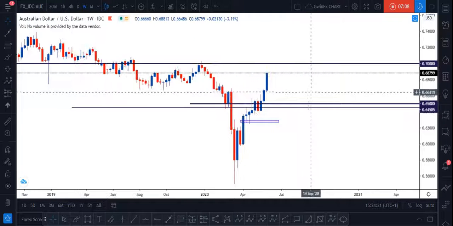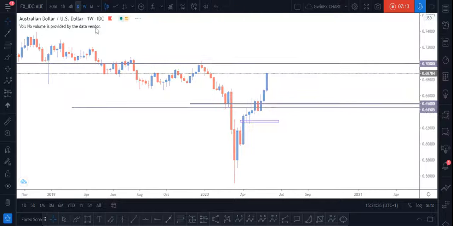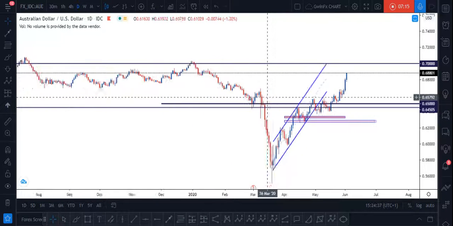So what do we want to see first? We want to see some bit of reaction, because at the moment everything looks bullish, and we don't have any reason to be involved in a buy on this trade.